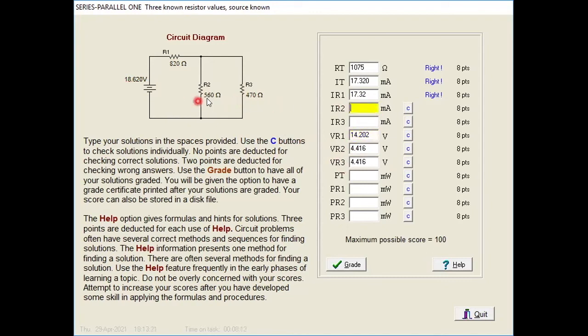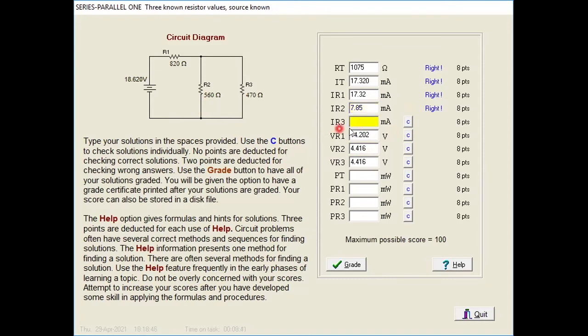Now, how do I figure out the current through R2? Well, I is E divided by R. So you're going to take the voltage across R2, 4.416, and you're going to divide that by the value of R2, which is 560 ohms, and it's going to give me 7.885 milliamps. So let's correct that.